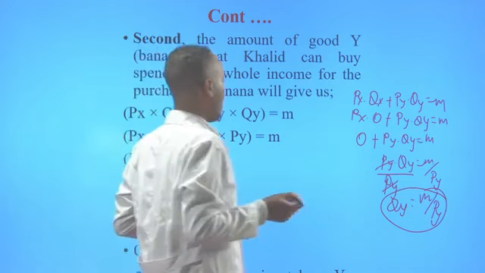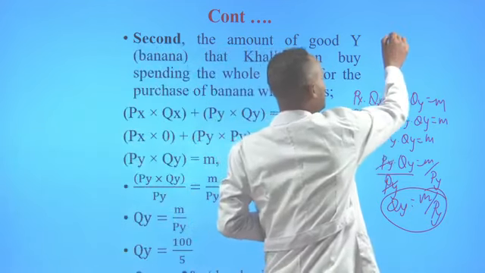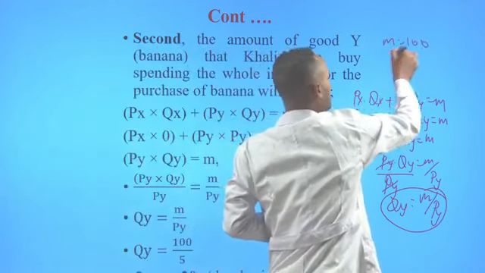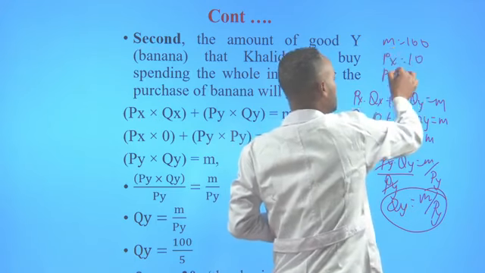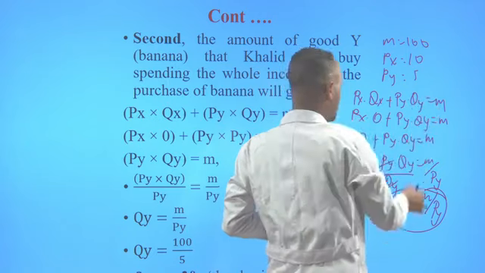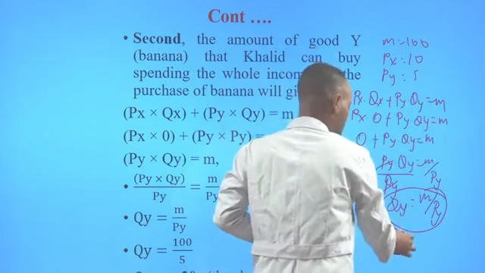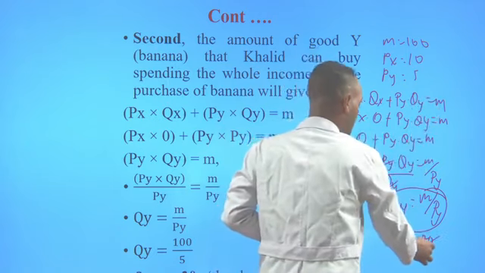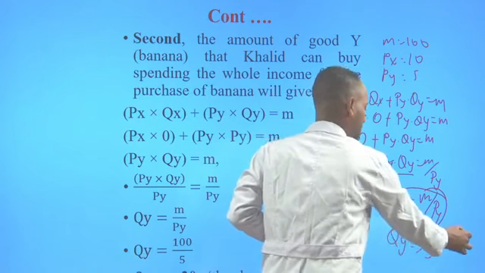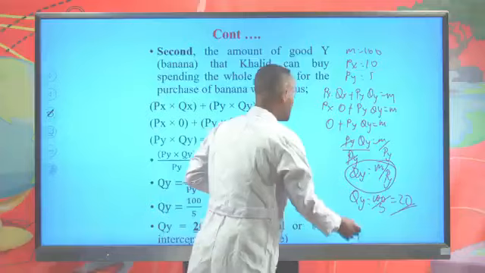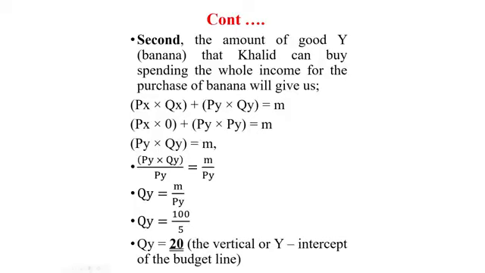So from our example, the income of a consumer is given, which is 100 birr, the price of commodity X is 10 birr, and the price of commodity Y is birr 5. Then the amount of commodity Y that he can buy will be 100 divided by the price of Y, which is birr 5, and this is 20. This is the vertical intercept of the budget line, or the y-intercept of the budget line.